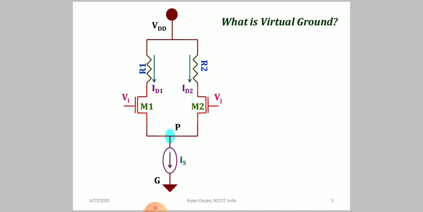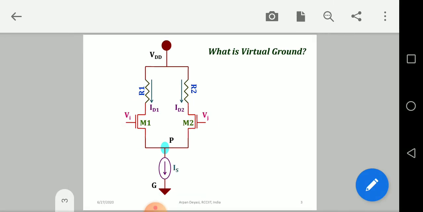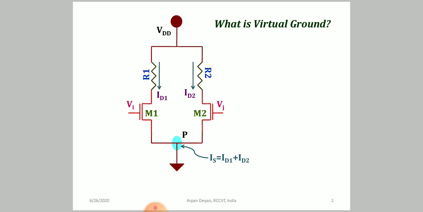But the point you have to presume at this juncture is that G is your ground. There is no problem with that. But P, though its potential is numerically equal to the ground potential, is not directly connected with the ground, because it is connected with ground through a constant current source. So if it is connected with a constant current source, then there is an active element, so P can't be considered as a ground. At this point, P is called virtual ground.